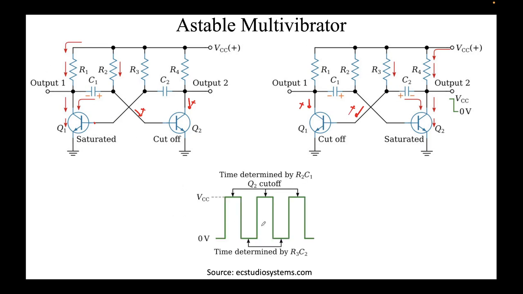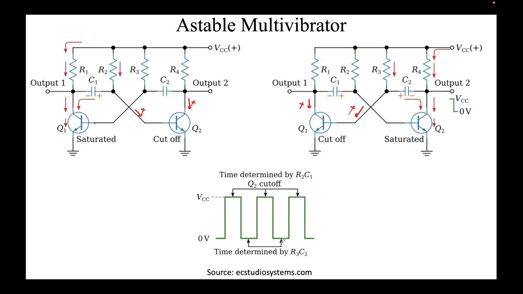This is the thing that you will see, right? So the first time, Q2 is cut off. This is what we saw, right? Q2 is cut off means Q2 output was high, right? Q2 was at VCC over here.